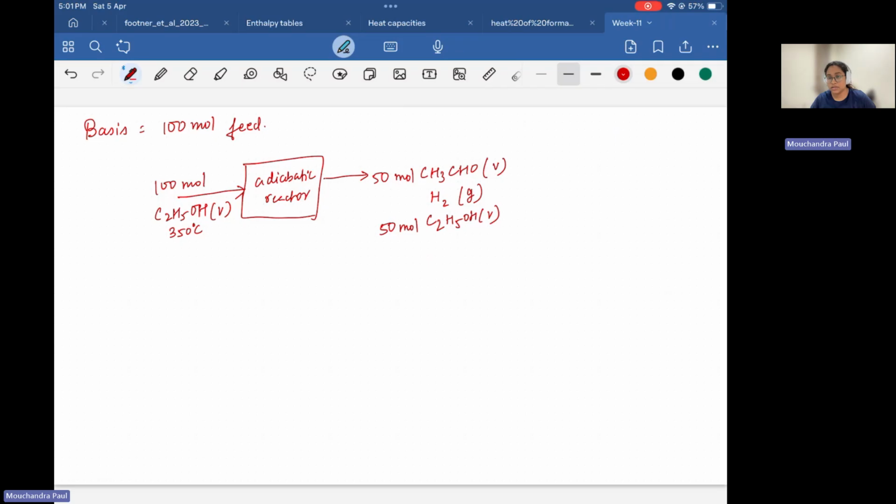And on the basis of your stoichiometry, for 1 mole of acetaldehyde, you also produce 1 mole of hydrogen. So 50 mole of hydrogen will also be produced. The temperature of this product stream will be, let's say, T AD in degrees Celsius. All right.